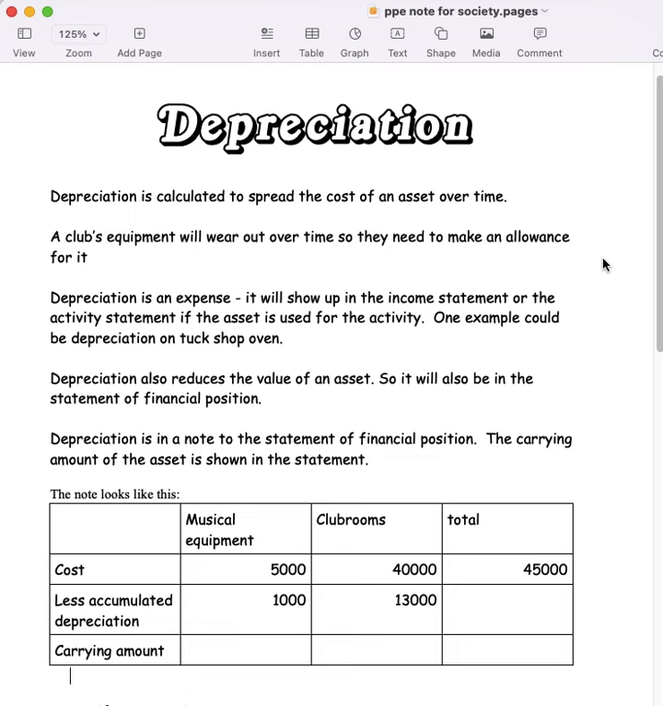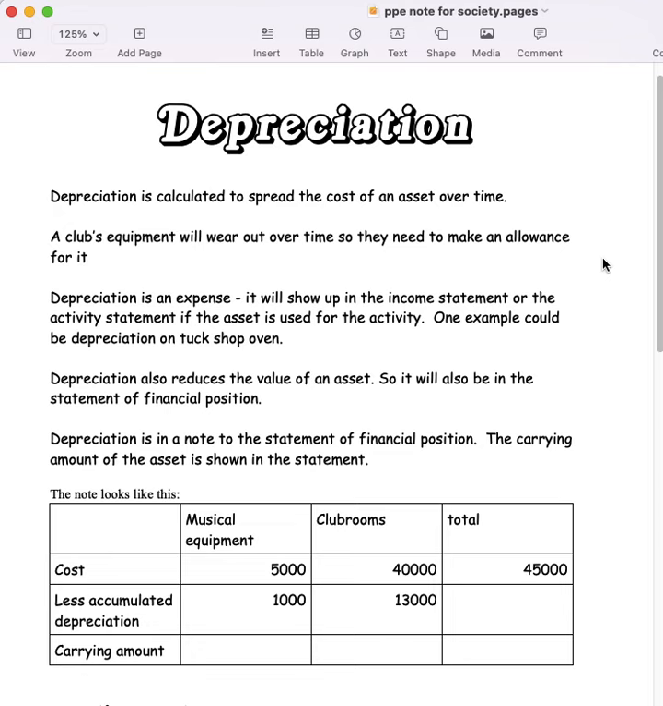Depreciation also reduces the value of an asset. This is where we get into one of these complicated terms. They call it a contra asset account, because accumulated depreciation, that's the depreciation that's been taken year after year and added up, reduces the value of the assets held by the club. And the idea is that those things slowly do become less valuable.